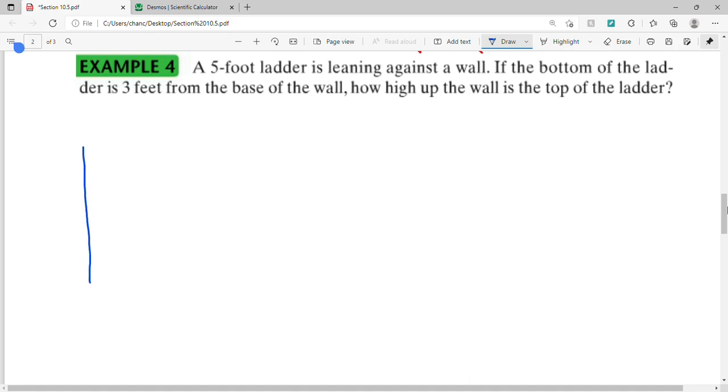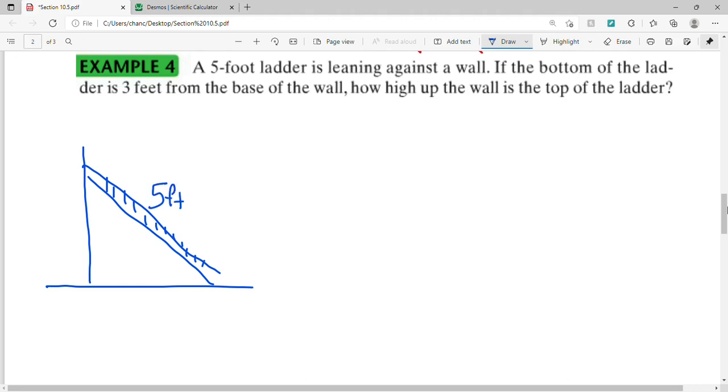I have a ladder here that's leaning against a wall. And this is a 5-foot ladder, so we could label that as 5 feet for the ladder. The bottom of the ladder is 3 feet from the base. So this is 3 feet. And we're looking for the height. We don't know what the height is, so we'll give that a name. Well, let's call that x.